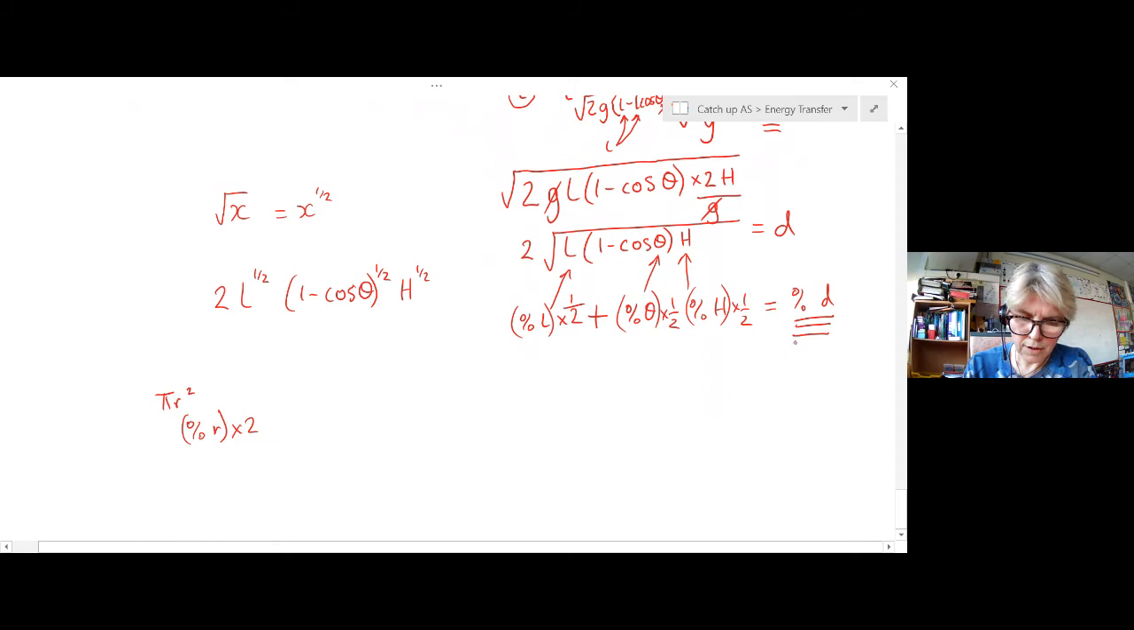And once you've worked out the percentage uncertainty in D, you'd have to divide that by 100, all right, to get the uncertainty: percentage uncertainty in D, divided by 100, and then times that by whatever the D value is, okay, in order to get the uncertainty in D. Okay, right.